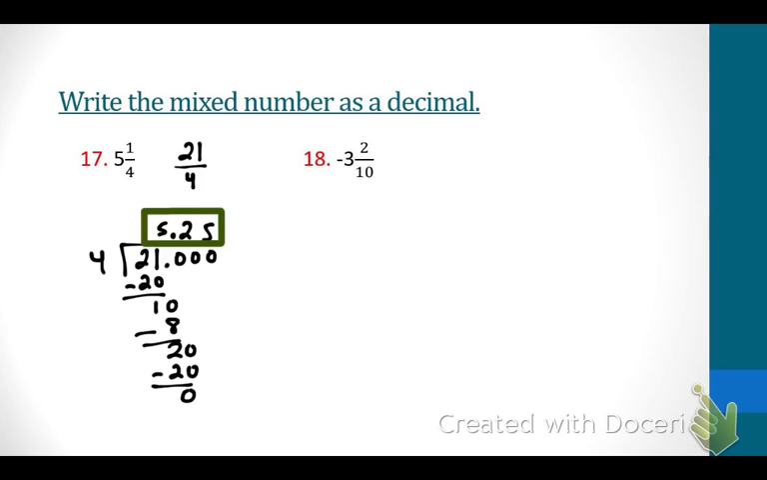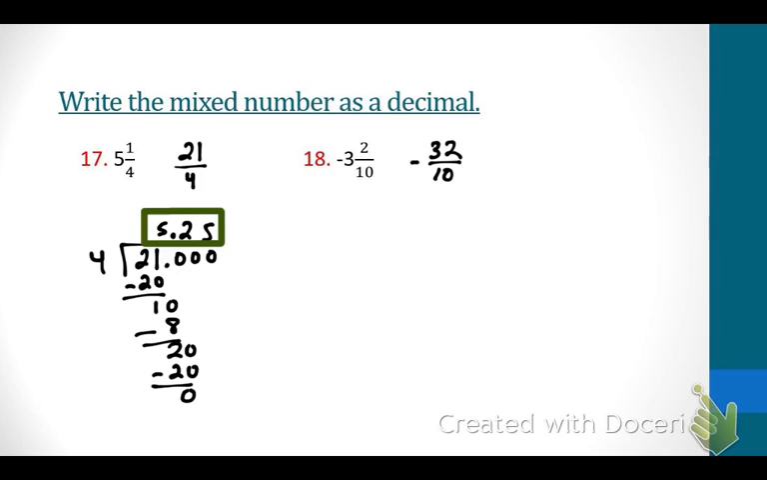Who wants to do problem 18 for me? Ava, how'd you do it? Okay, you changed it to an improper fraction. What did you get as an improper fraction? Not 28 over 10. No. 10 times 3 is plus 2. I think you subtracted 2 there. 32, okay? So it would be -32 over 10.